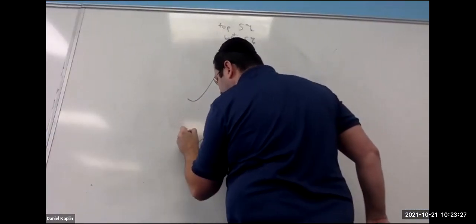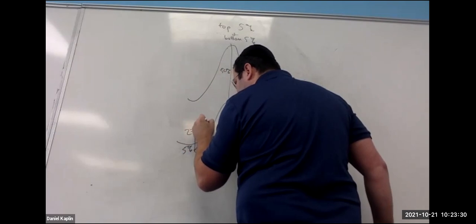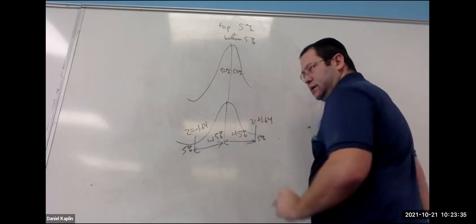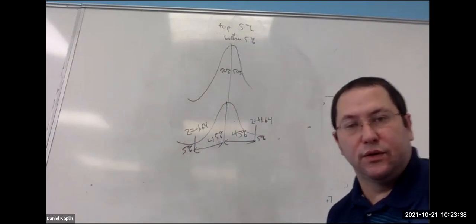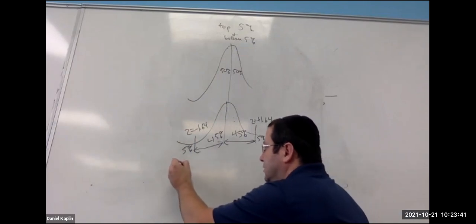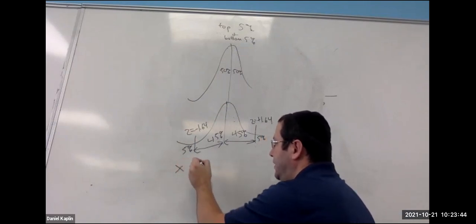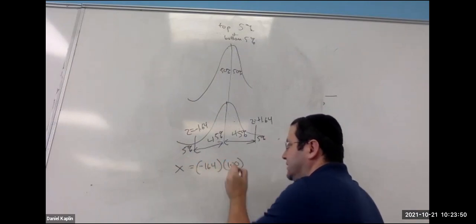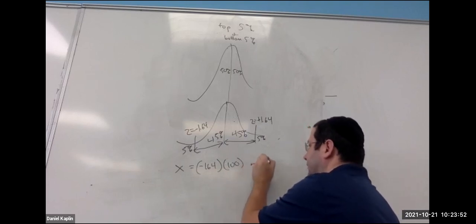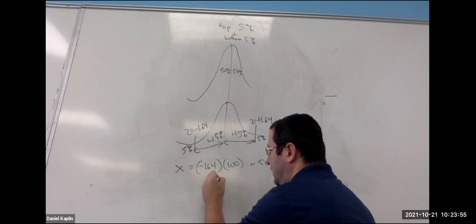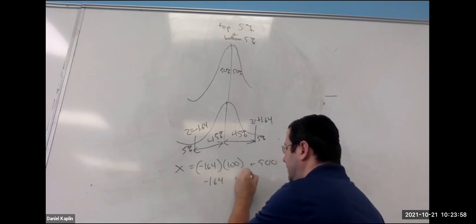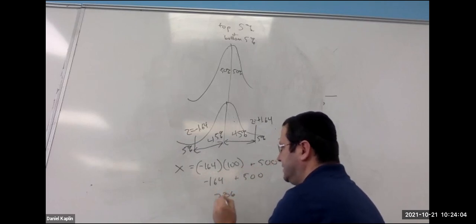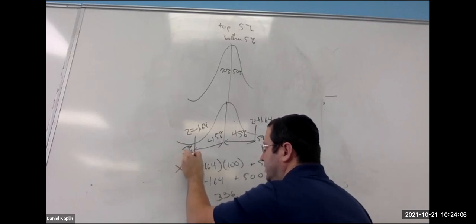So now I need to calculate the cutoff scores for plus and minus 1.64. So a Z of minus 1.64 and a Z of plus 1.64. And I have to calculate 2 raw scores, right? So my raw score for the first one is going to be minus 1.64 times 100, which was the standard deviation, plus 500. So that's going to be negative 164 plus 500, which is going to give me 336. So this cutoff score is 336.